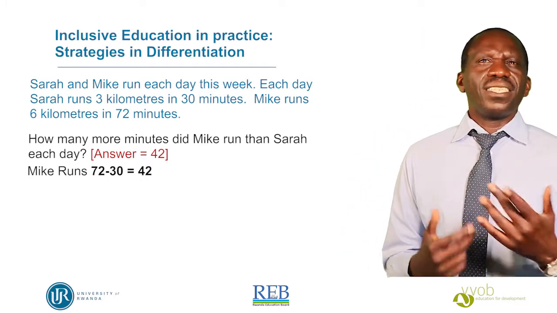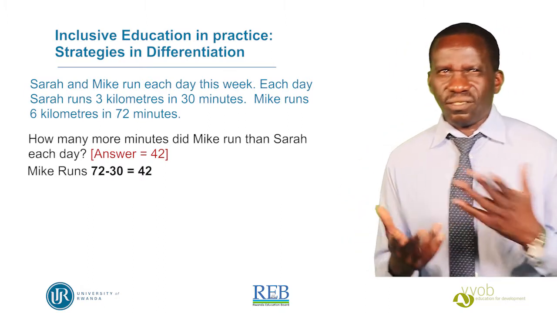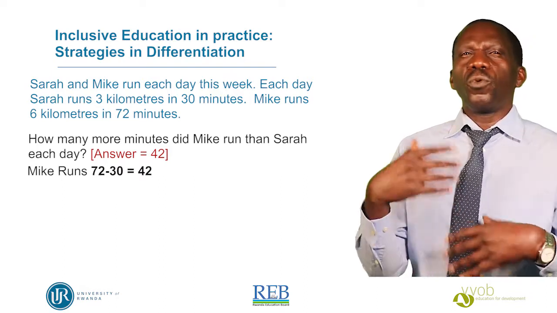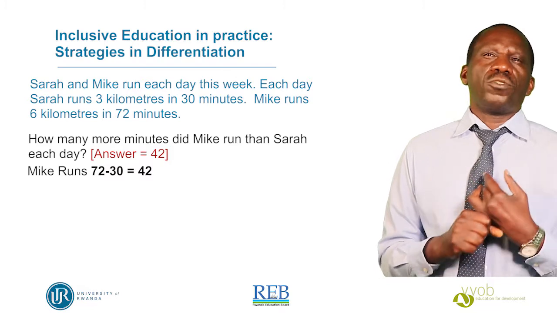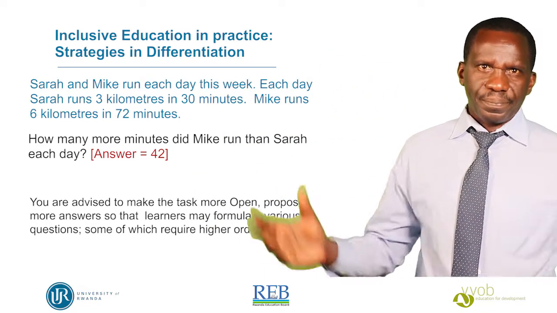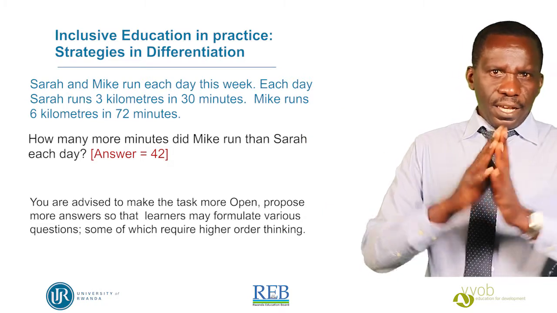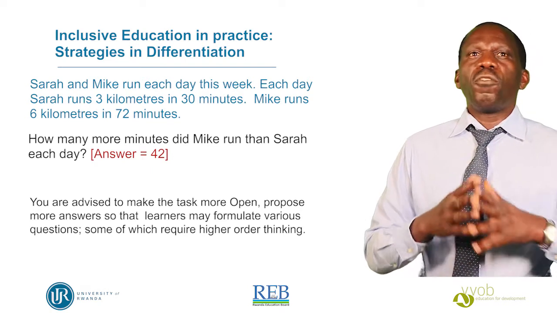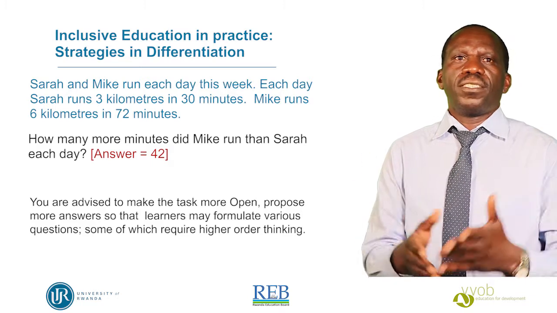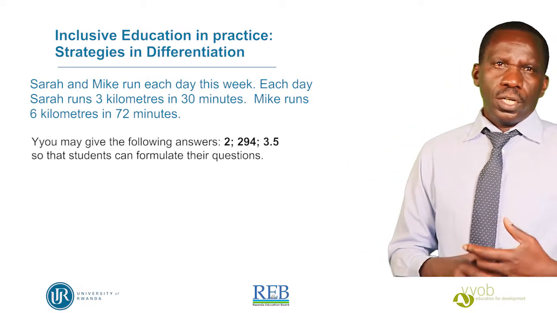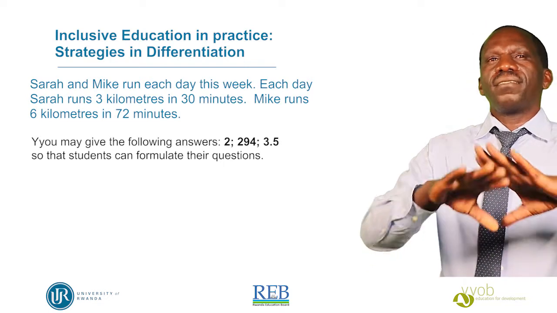However, research and experience show that most learners do not like straightforward tasks and will prefer more challenging problems. You are therefore advised to make the task more open. Propose answers so that learners may formulate various questions, some of which require higher order thinking. In this case, you may give, for example, the following answers: 2, 294, 3.5, so that they can formulate the equations.